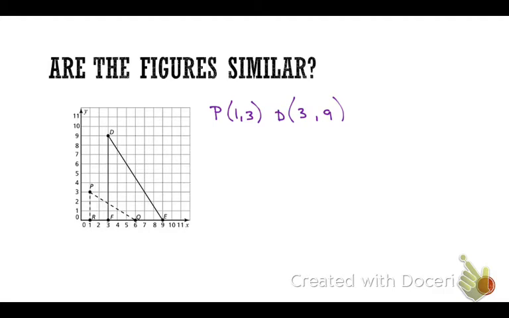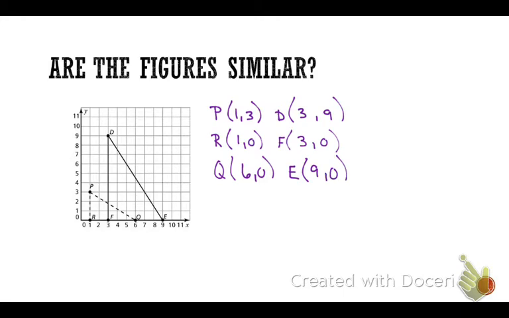But now let's look at the other 2 pairs. R and F. Okay, so I'm just pulling out the ordered pairs for each point. Well, what do you think on that one? Does my scale factor work? Yeah. It does. So actually, so far so good. Let's look at Q and E. Does my scale factor work on that one? No. Which number actually broke the pattern? 9. So the X value for point E is what actually is making these figures not similar.